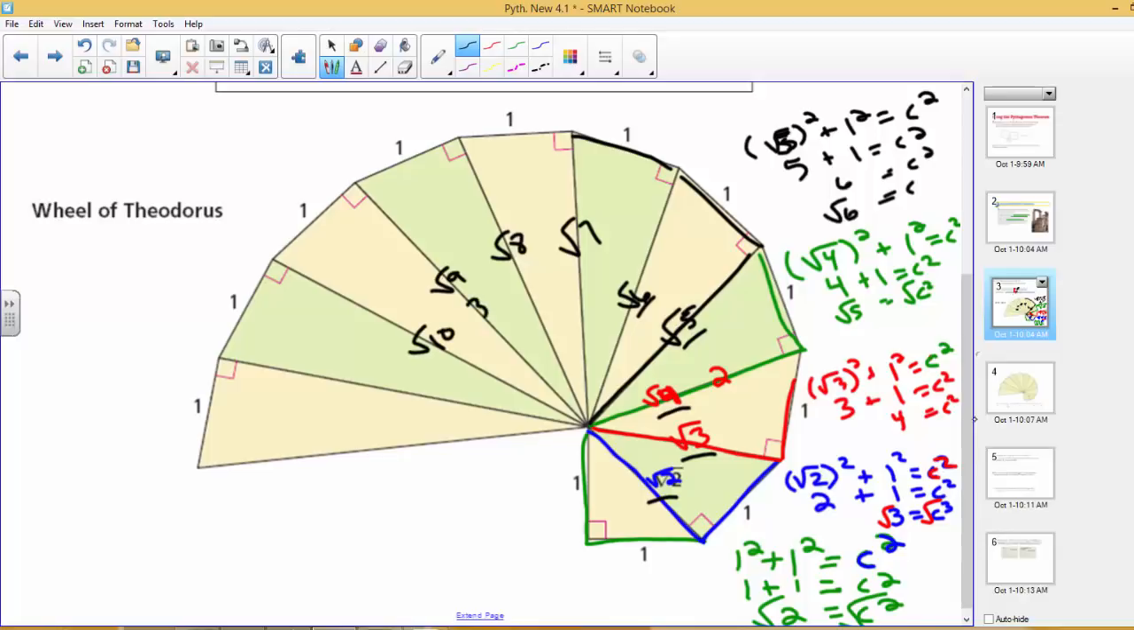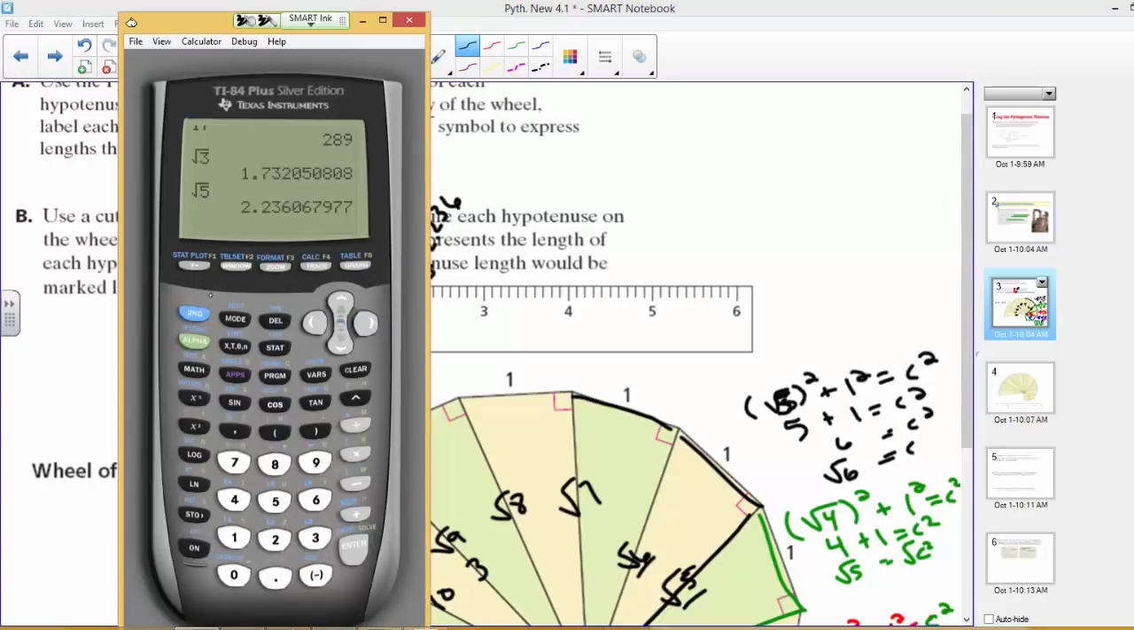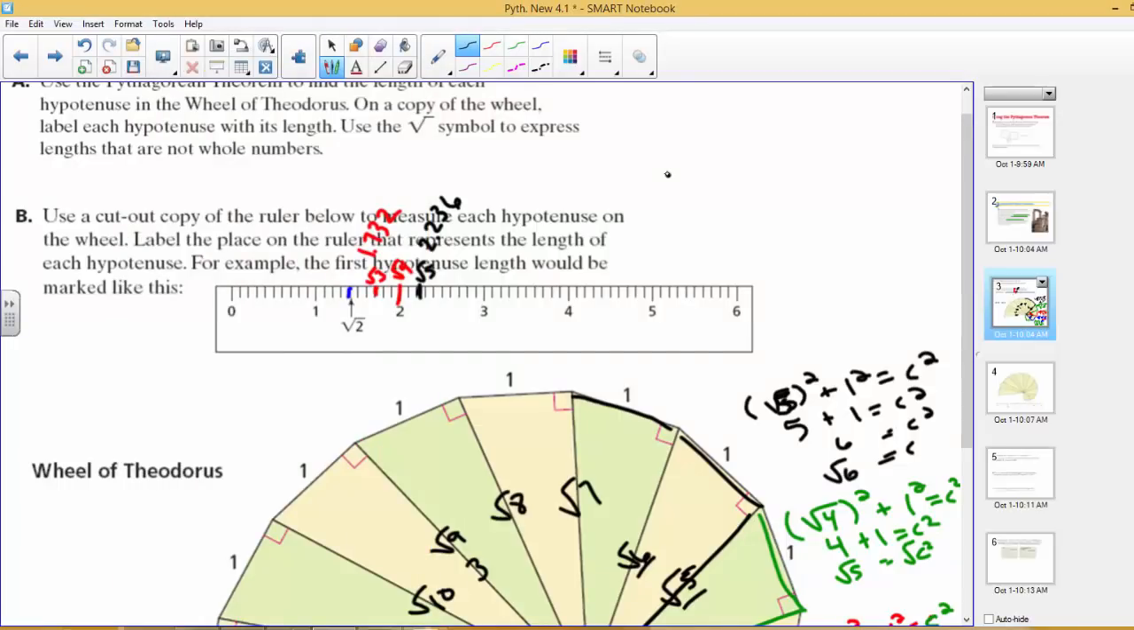Square root of 9 is 3. So it's kind of cool. So we're going to put those on our tape measure ruler thing. Okay, so square root of 6 is 2.449. So 2, 1, 2, 3, 4 right here.